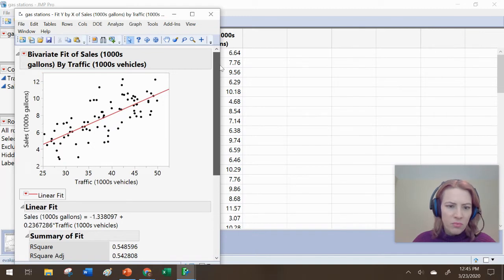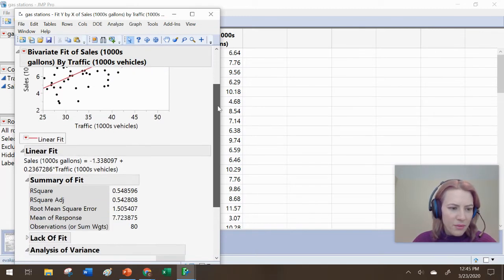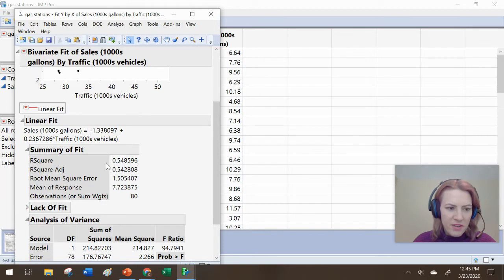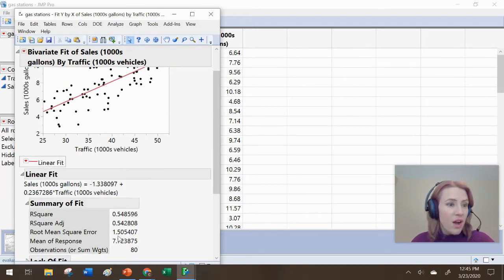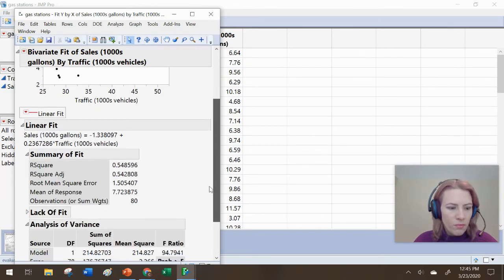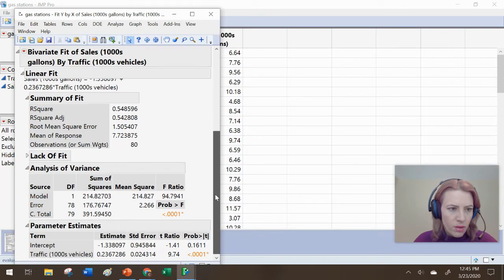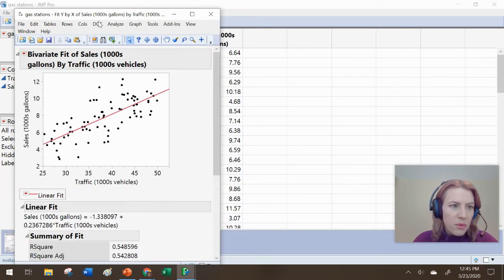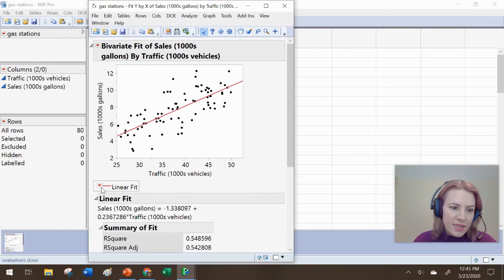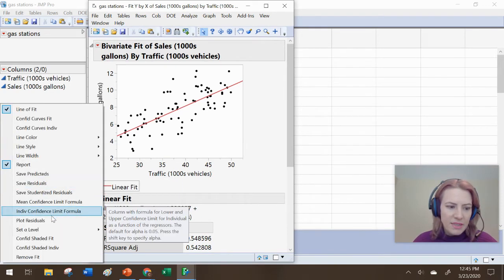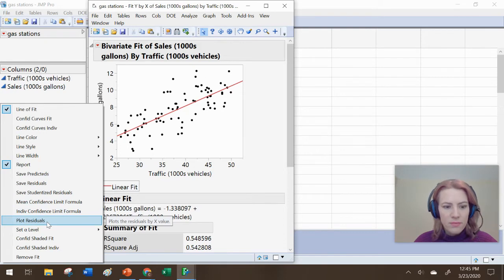There it is. So last time we talked about the goodness of fit. We saw that about 54.9% of the variation in sales could be explained by the traffic, but that typically our predictions were off by about 1.5 thousand gallons. All right, so only after we fit the line is there this new red triangle by linear fit. So now we've got that, and we can go to plot the residuals.